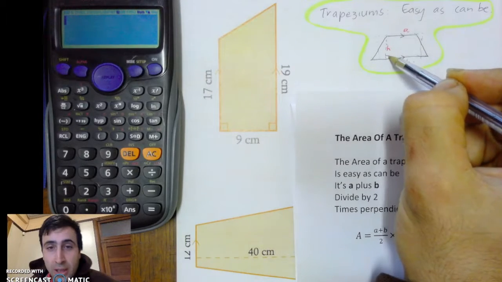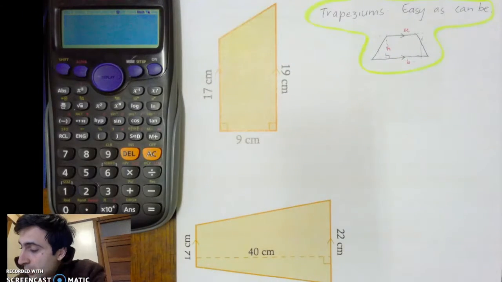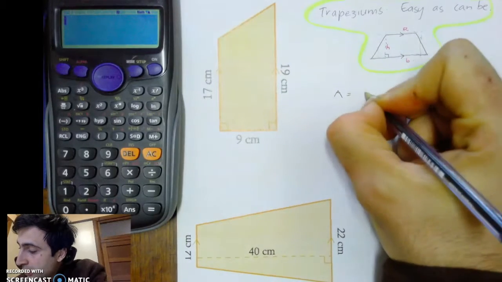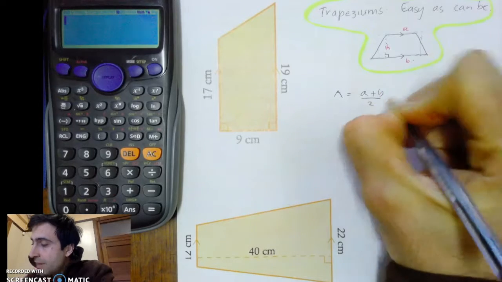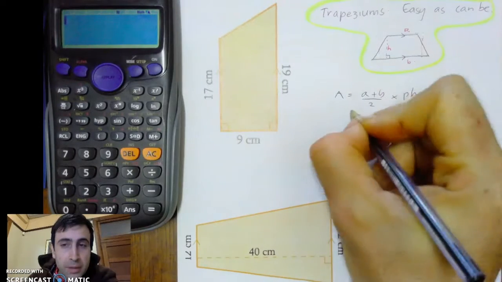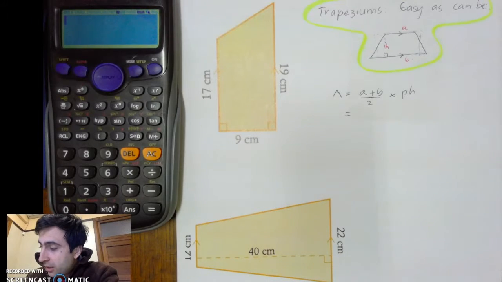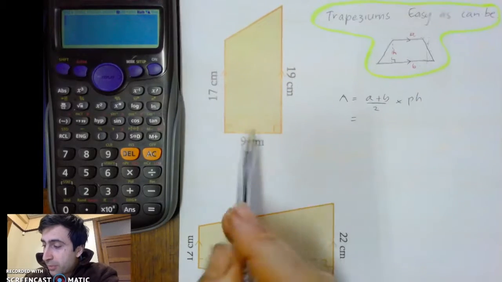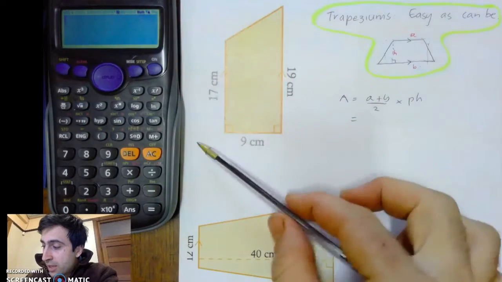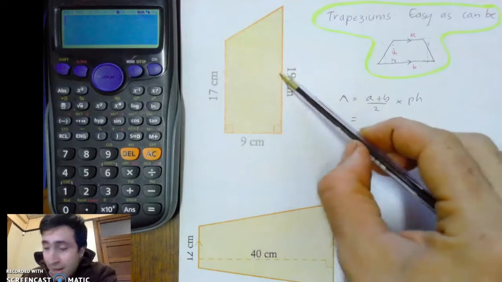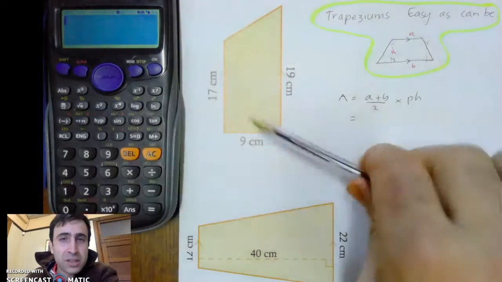So the trick is, after we write down our formula, A plus B divided by 2 times perpendicular height, now we need to look at our trapezium and say, well, what is A plus B and what is the perpendicular height? In fact, what makes it a trapezium at all? We see here, when you look at a four-sided shape, and there's one set of parallel lines, and that's it, because the other ones aren't parallel at all, well then it has to be a trapezium.